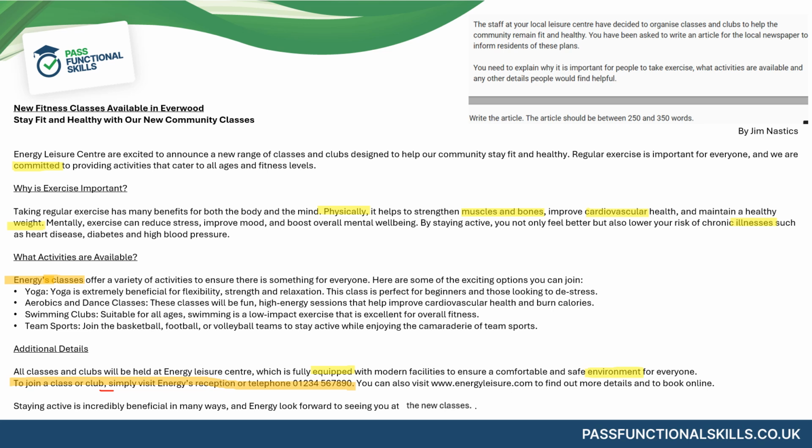We've also got some colons used, so to introduce these bullet points, and also within the bullet points as well. So remember, the colon is used to introduce something. So within each bullet point, the colon is used to introduce more information about what that class is going to involve. We've also got capital letters and full stops used correctly throughout.